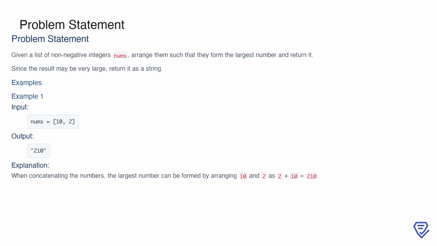The problem requires us to take a list of non-negative integers and arrange them in such a way that they form the largest possible number when concatenated. The result should then be returned as a string, since the number can be extremely large.